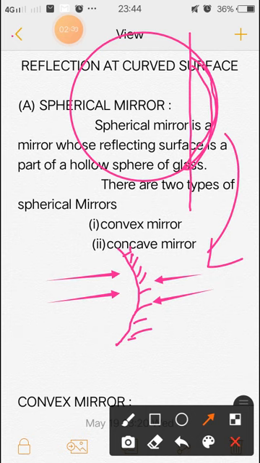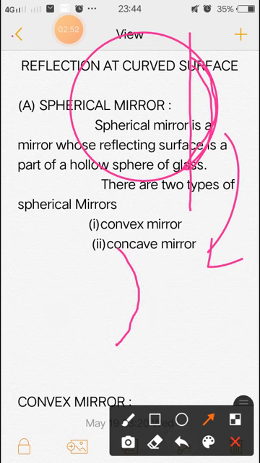And what is a convex mirror? The convex mirror looks like this if this portion becomes polished. This portion is the polished surface and the other surface is the reflecting surface, and this mirror is called a convex mirror.